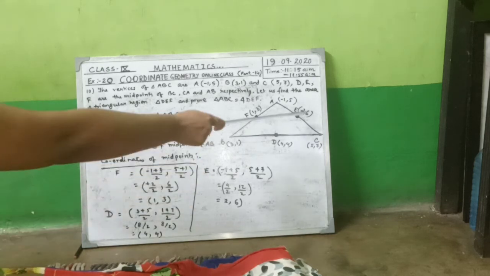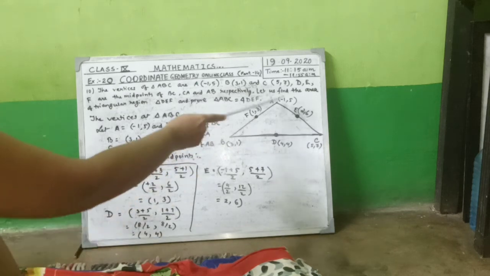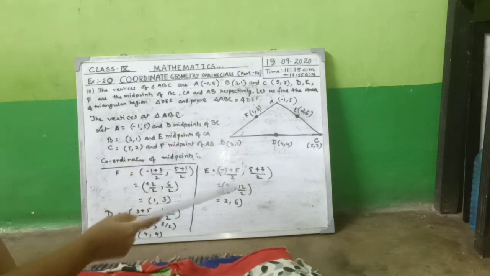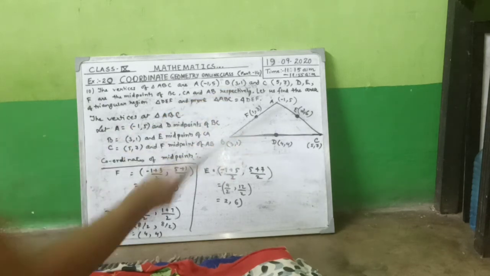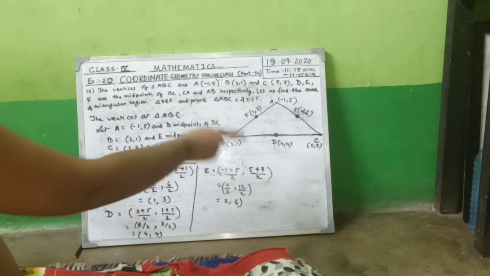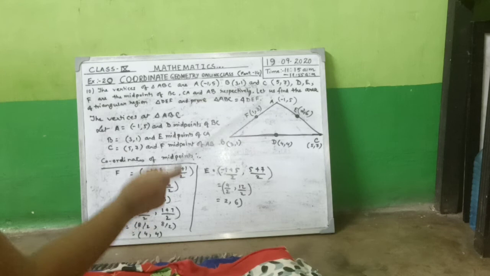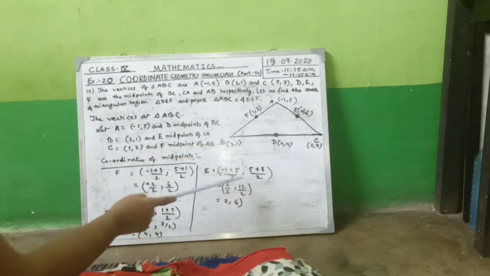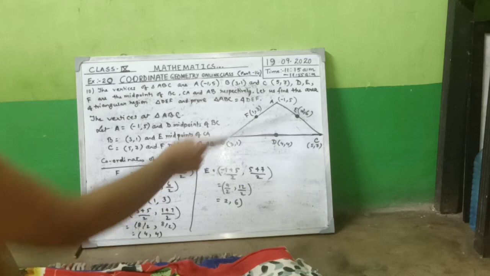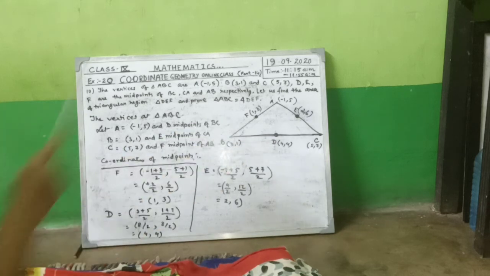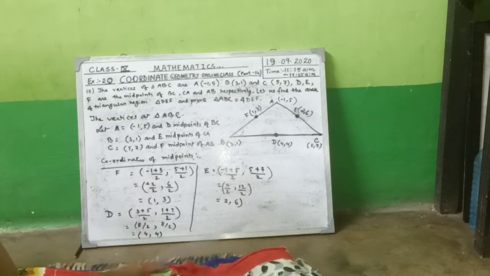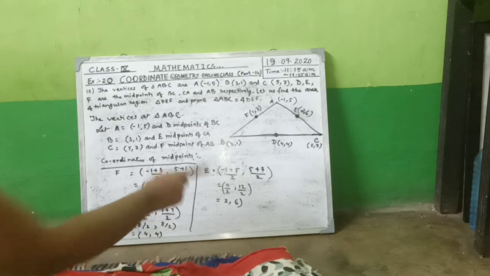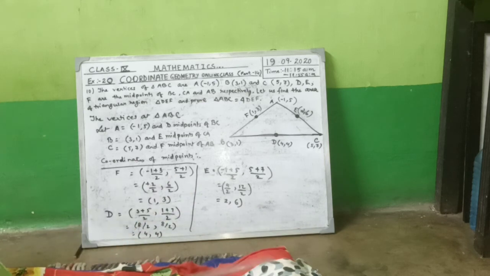Now midpoint E. Midpoint E is the midpoint of these two points. A is -1, 5. C is 5, 7. So the midpoint will be the addition of the abscissas and ordinates. So -1 plus 5 divided by 2 is your abscissa. 5 plus 7 divided by 2 is your ordinate. So -1 plus 5 is 4, divided by 2 is 2. And 5 plus 7 is 12, divided by 2 will give you 6. So it is 2, 6.